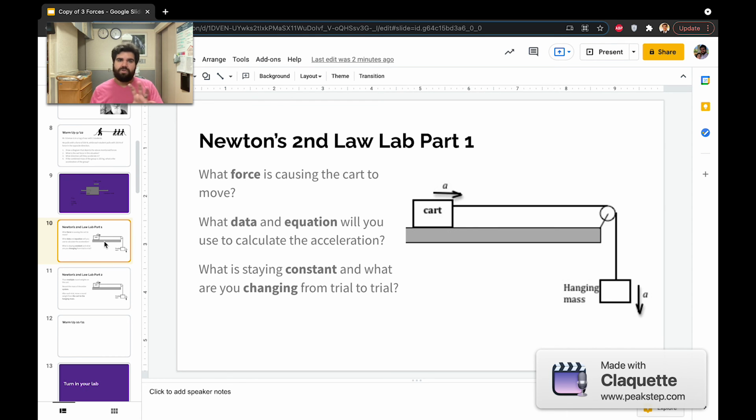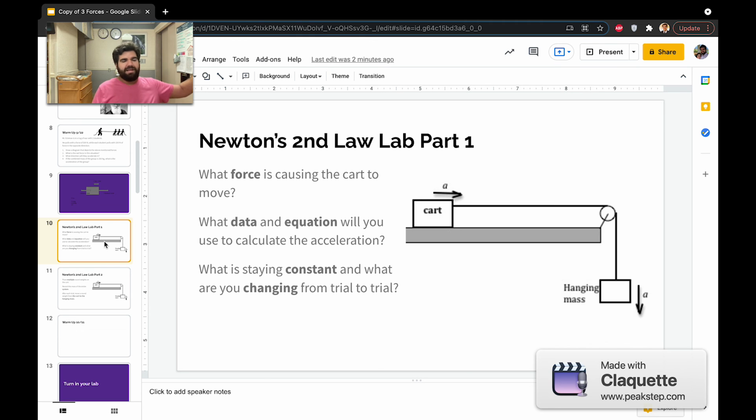The questions that our first part is trying to answer are: what force is causing the cart to move, what data and equation will you use to calculate the acceleration, and what is staying constant, and what are you changing from trial to trial. The way you're doing part 1 is you're going to start with a large mass on the cart. You can use those bar masses if those are there on the cart with you.